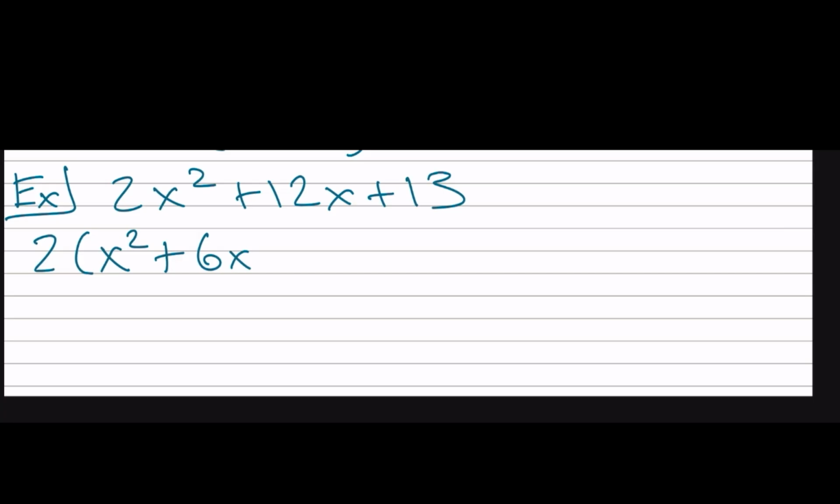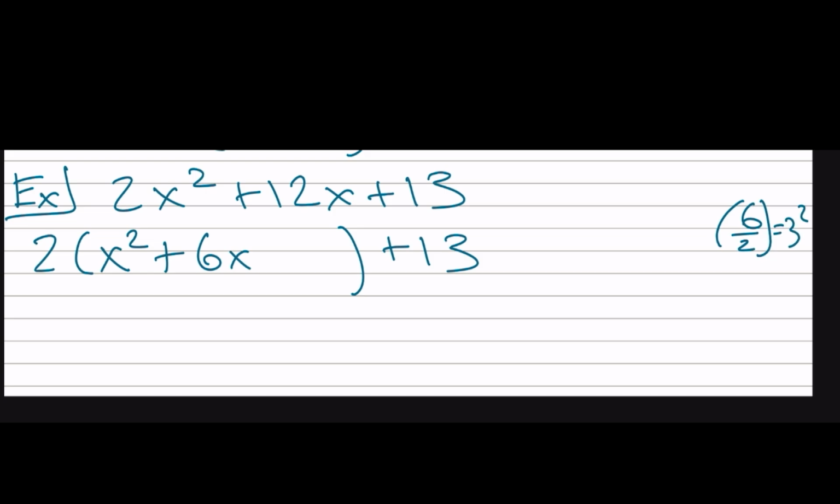Say you have 2x squared plus 12x plus 13. You're going to factor out a 2 from the first two terms, and you're going to end up with 2 times, and inside the parentheses, x squared plus 6x. And now take the 6 and divide by 2. You're going to get 3. Now square that, and you're going to get 9. So that goes inside the parentheses.